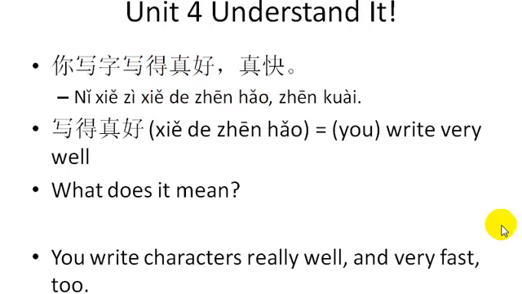So you remember 快 means fast. So you write characters really well and very fast too. Okay? There's no "to" in this sentence. See this "to" here? There's no "to" in the Chinese version. We just added it in the English version because we can. Doesn't matter. 你写字写得真好.